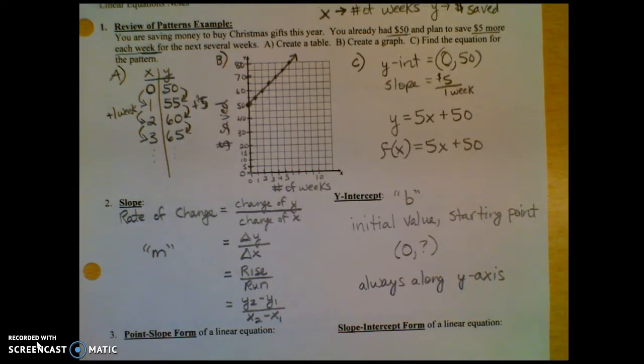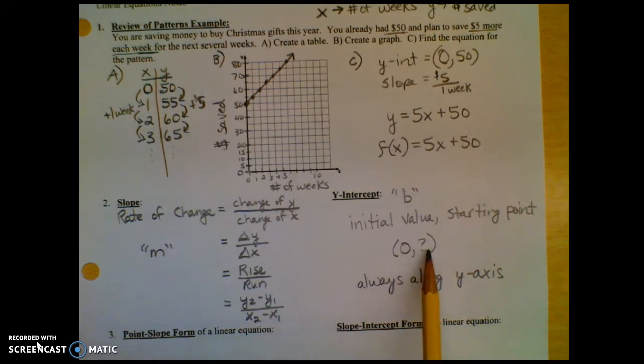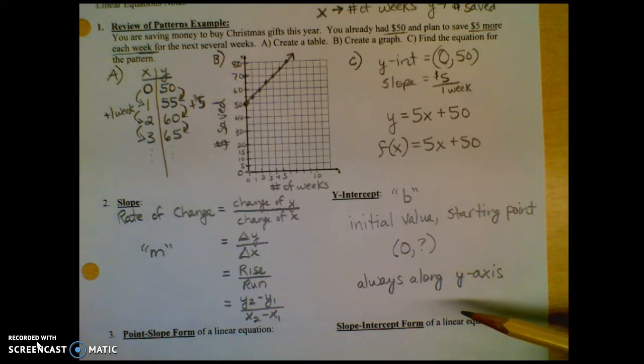There is such a thing as an x-intercept, which is a point along the x-axis, and the y value is 0 instead, but it's not really important for our equations. It's just another point that we like to find sometimes.